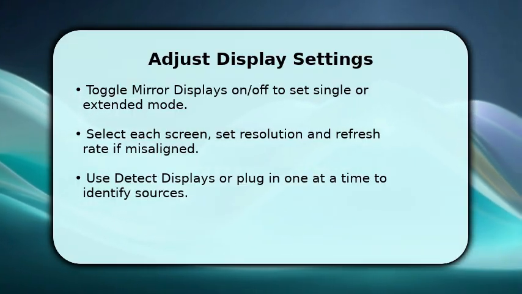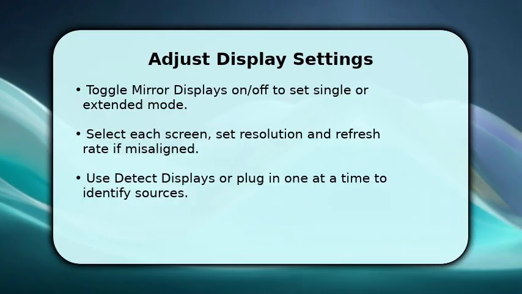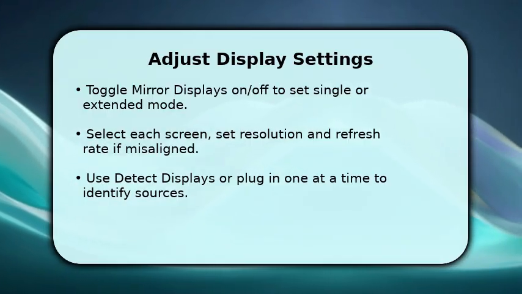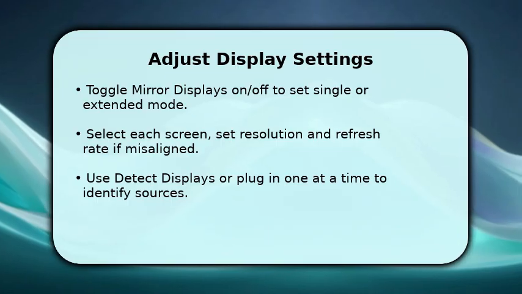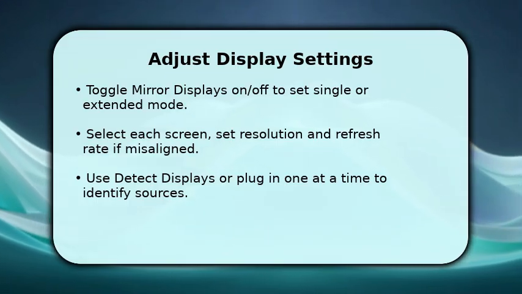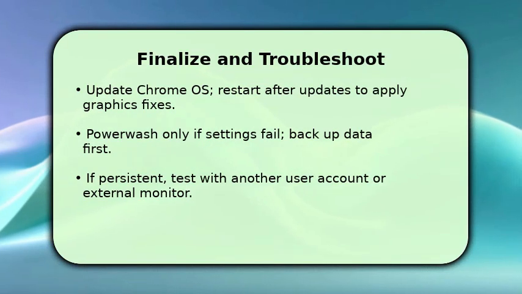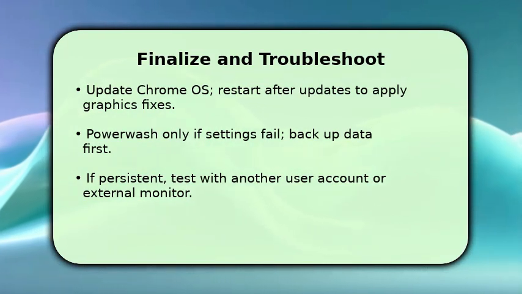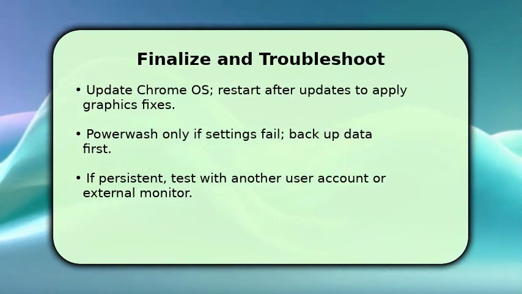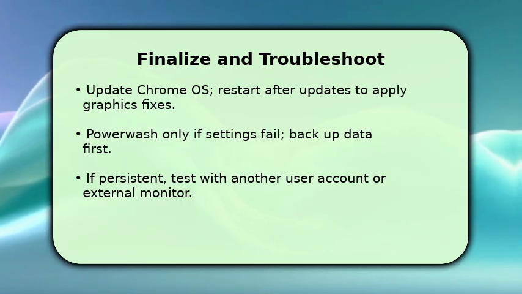If an extra screen still appears, use Detect Displays or plug external devices back in one at a time to identify which device is broadcasting. This isolates the offending source quickly. Finish by updating Chrome OS and then restarting. Updates often fix graphics driver and compositor bugs that cause double screens.